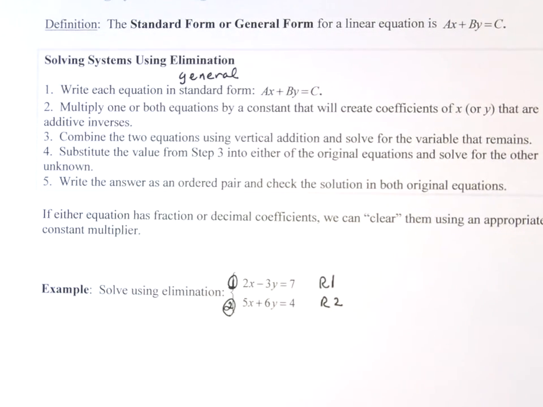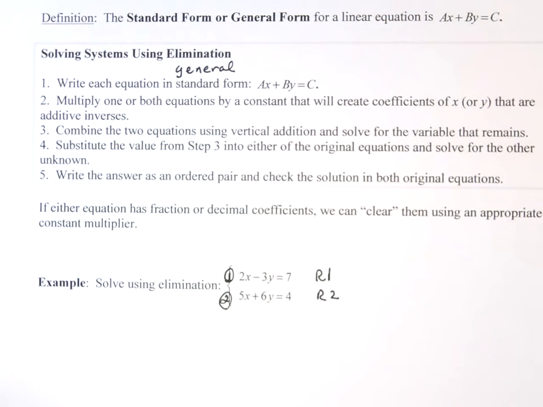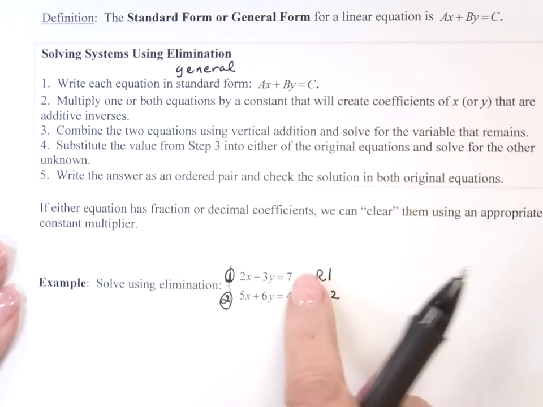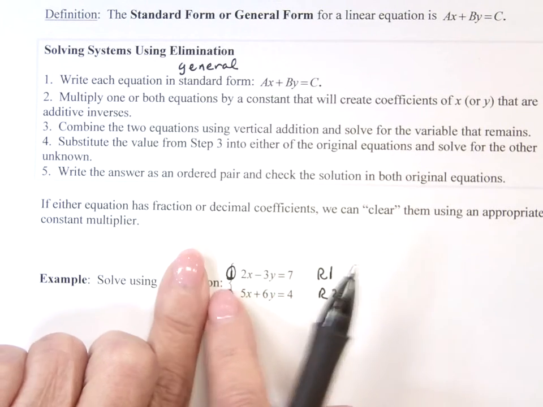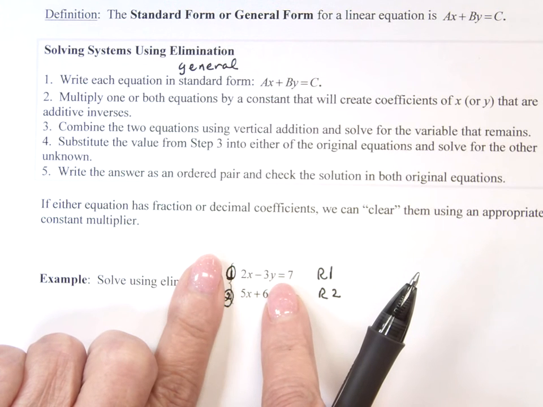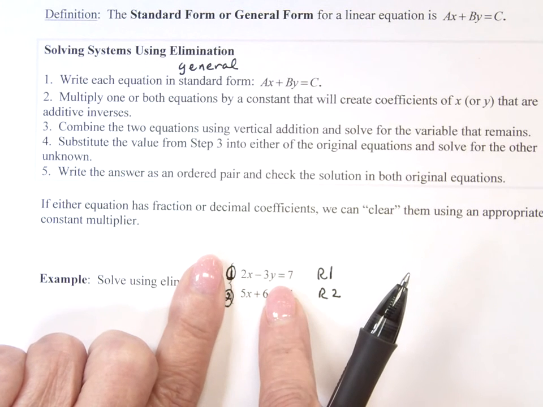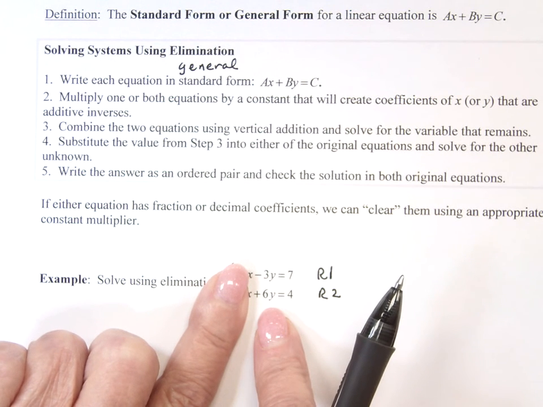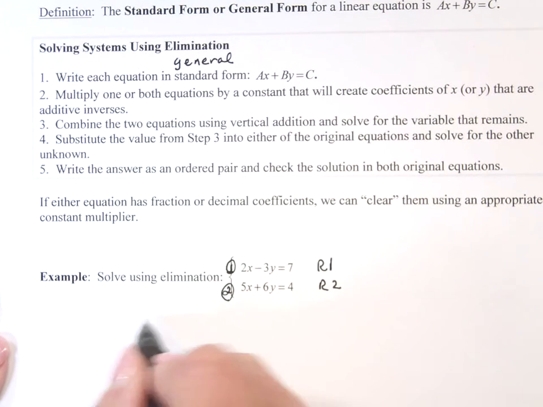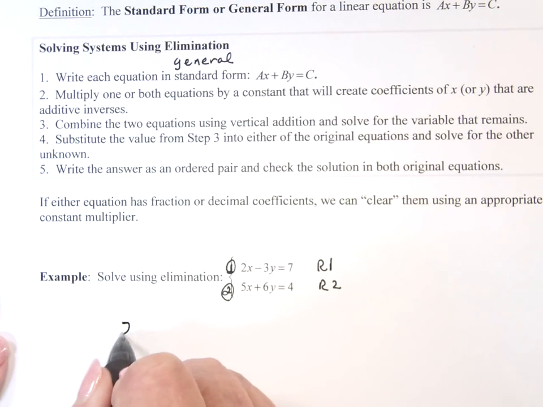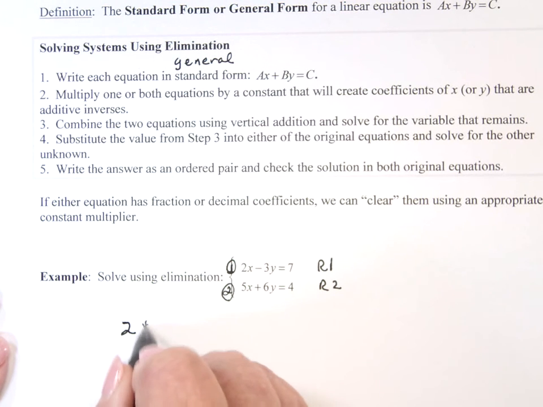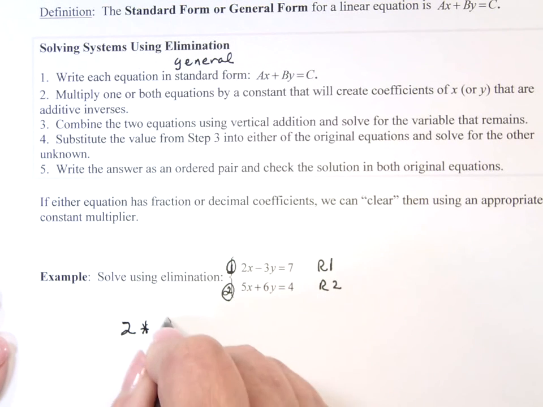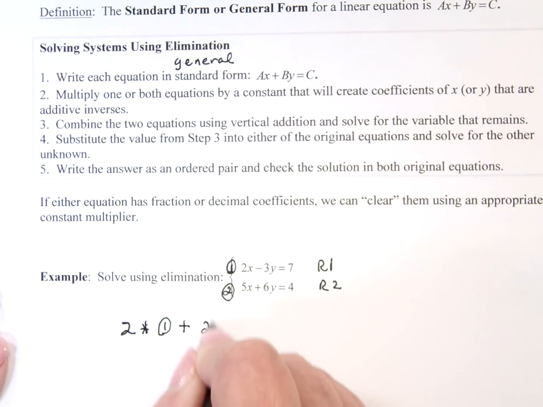So I tell myself, to save myself from myself, how am I going to work this problem? I said I'm going to kill y, and I'm going to multiply this first equation by +2. That gives me a -6y and a +6y, and the y's drop out. So I'm going to take 2 times the first equation and add it to the second equation.